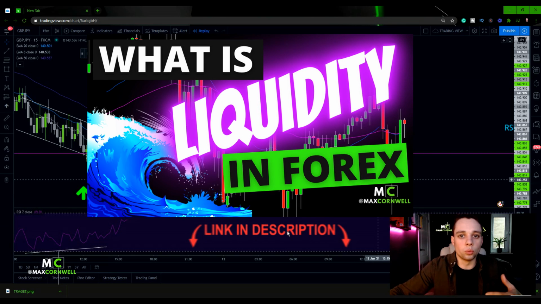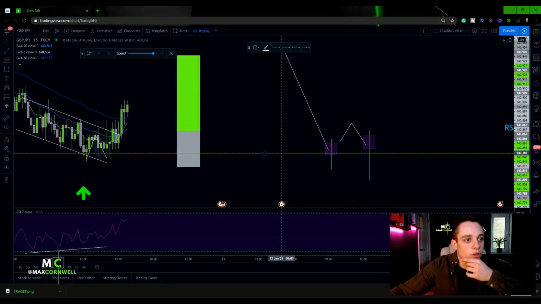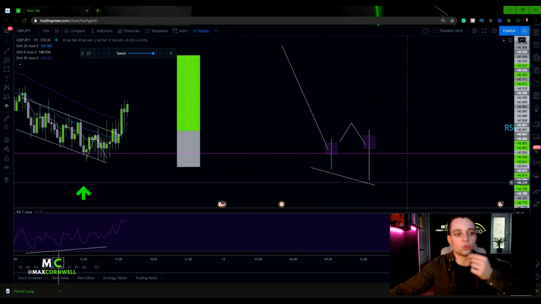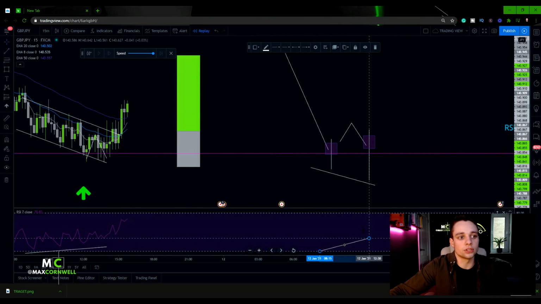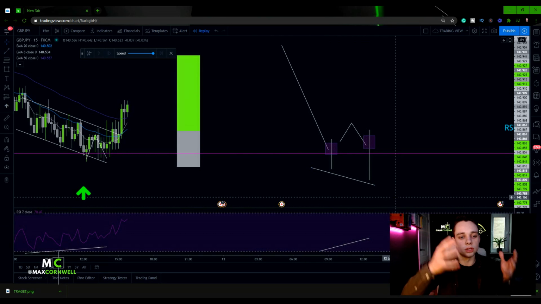And if you're unsure of what a liquidity grab or a stop hunt is, I'm going to link the video in the description. Again, we're going to want to see lower lows or equal lows of a certain level, right? And we're going to want to see price diverging from the RSI. So lower lows on price action and higher lows on the RSI.